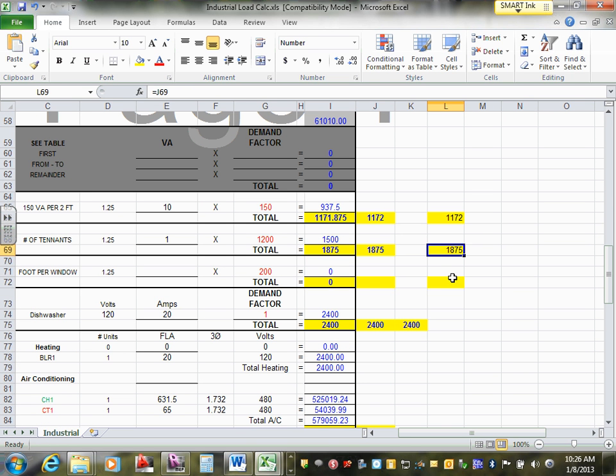Is there any lighting that's not continuous? No, not in a commercial building. Can we total all the different lighting and then add the multiplier?